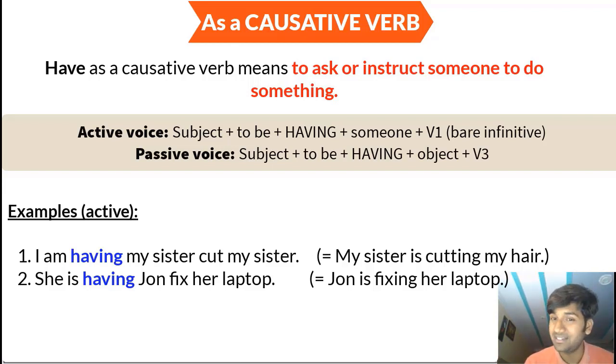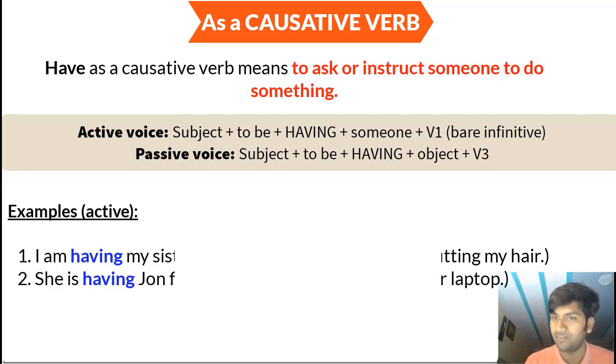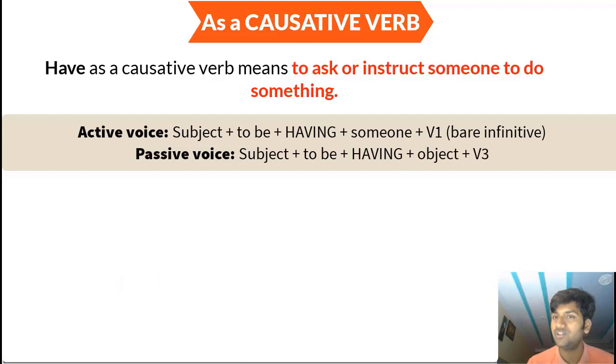All right. This is the active structure, right? Subject followed by to be form of a verb, followed by having, followed by the person who performs the action, followed by a bare infinitive. In the passive structure, we don't talk about the person who does the action for you. We just focus on the object that he acts upon.